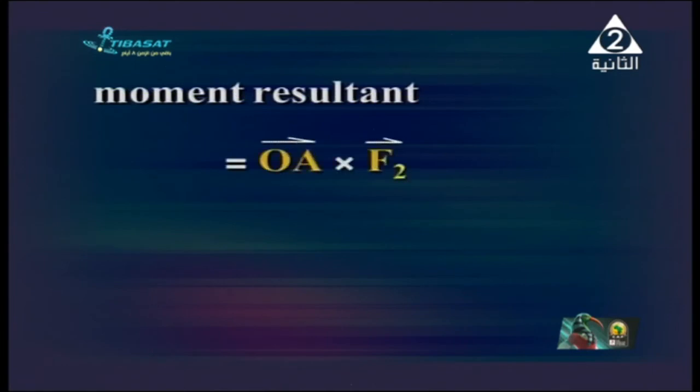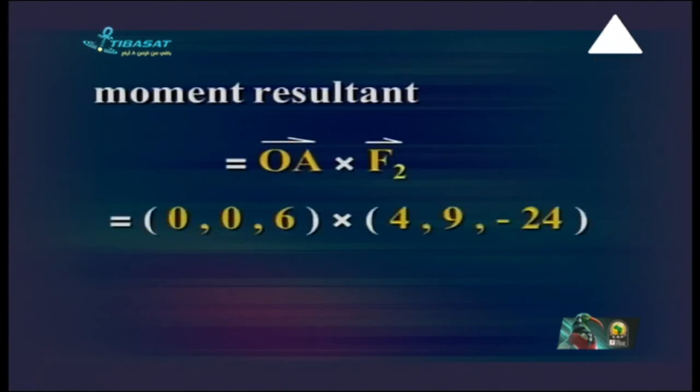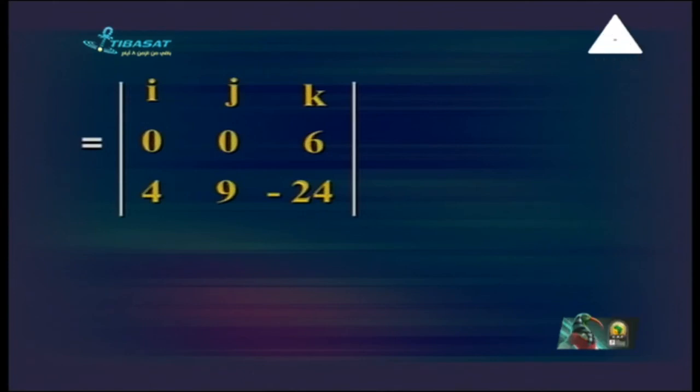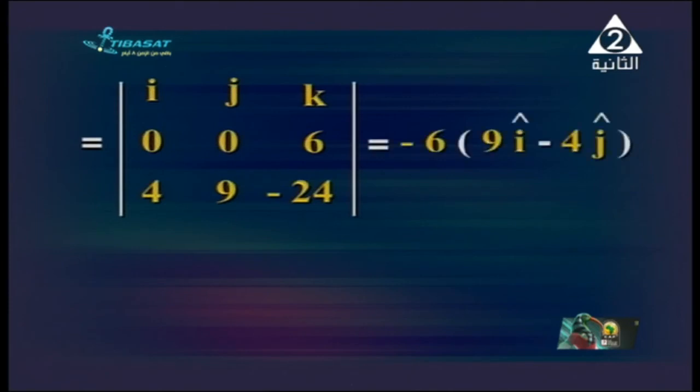Moment resultant equals OA cross F, 0, 0, 6 cross 4, 9, -24, by using determinant also. The first row IJK, second row the component of our vector 0, 0, 6, third row sum of force 4, 9, -24. Answer is -6 times 9I -4j, equals -54I plus 24j.